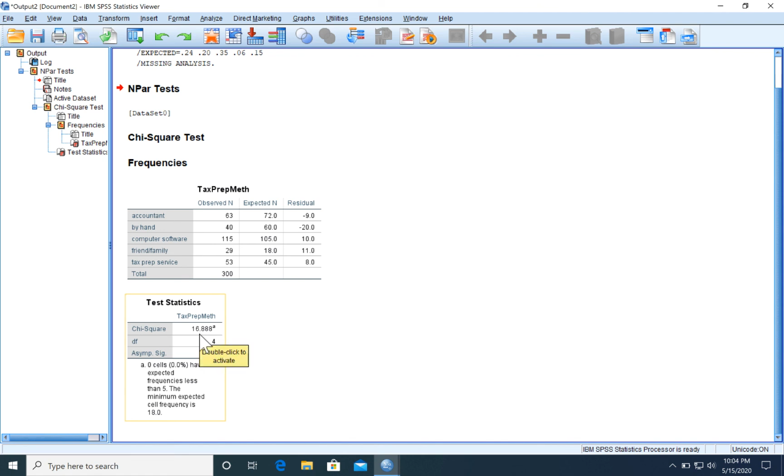So with a critical value of 13.277, this would bring us in the shaded region. We would reject the null hypothesis. And we would conclude that there is sufficient evidence to reject the claim because the claim was the null hypothesis.